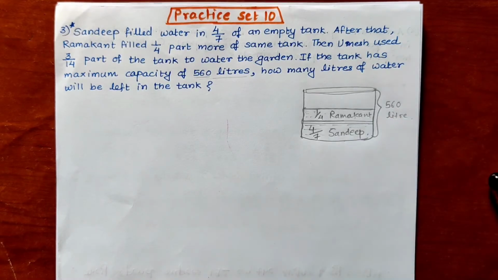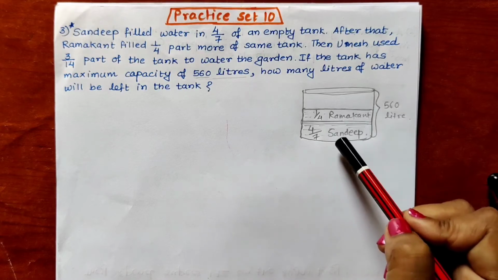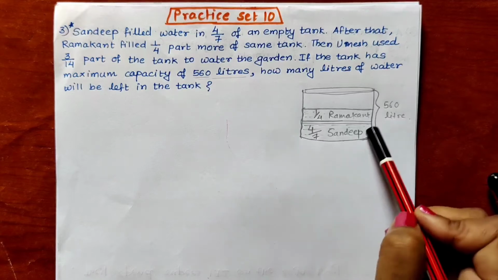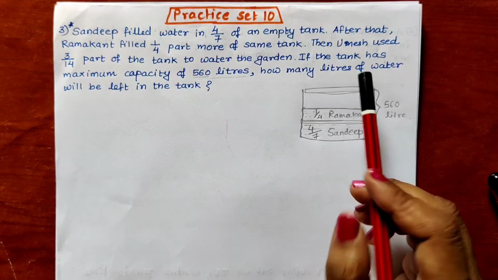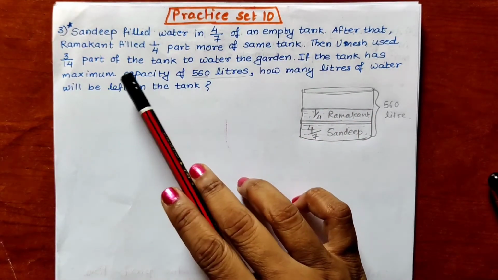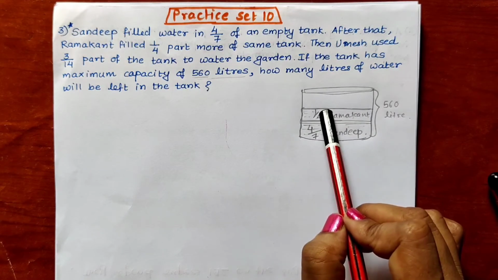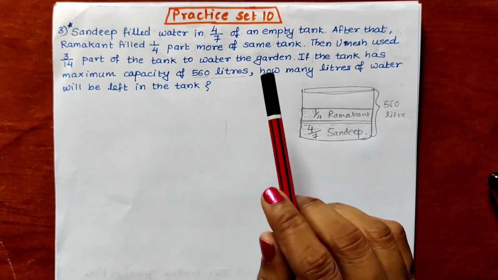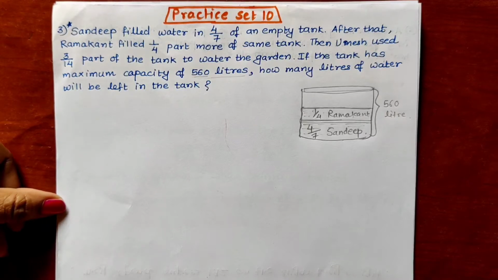So let us see. First we will add the part of water filled by Sandeep and the part of water filled by Ramakant. We will see how much part altogether they filled, and then we will subtract the part of water used to water the garden. So we will subtract from this total, and then we will find out how many liters of water are left in the tank. One by one we will solve each and every step properly. So let us see it very carefully.